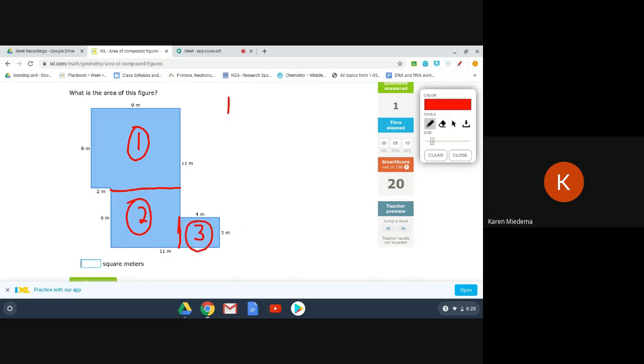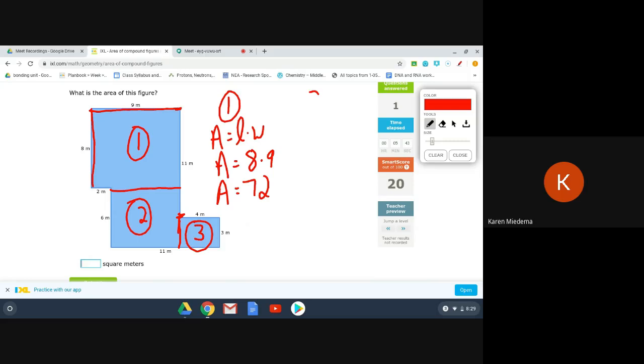Okay, for rectangle number 1, area is length times width. Again, just be careful about what measurements you use. I know that this rectangle is 8 by 9. This 11 is the distance from here to here. It extends past my rectangle. So I need to use 8 and 9. So the area of rectangle number 1 is 72.